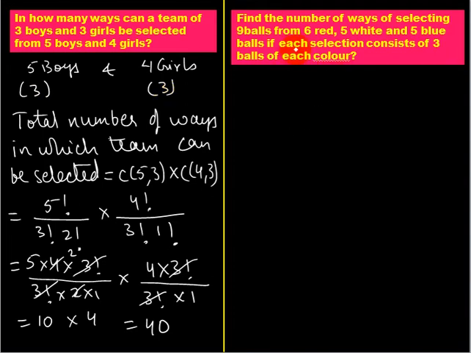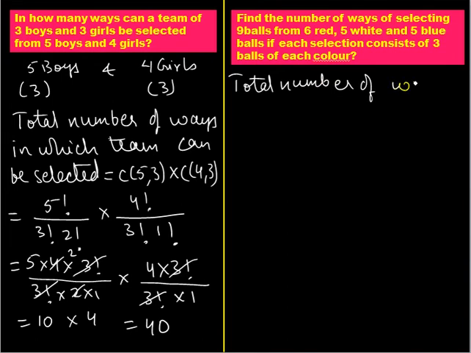Now taking another one, it says find the number of ways of selecting 9 balls from 6 red, 5 white and 5 blue balls if each selection consists of 3 balls of each color. So you can see we need 3 balls of each color. So 3 red balls, 3 white balls and 3 blue balls are required, and the total comes out to be 9 when we take 3 from each of them. So we can calculate the total number of ways in which the required selection can be done.